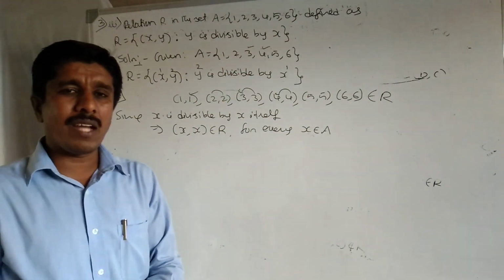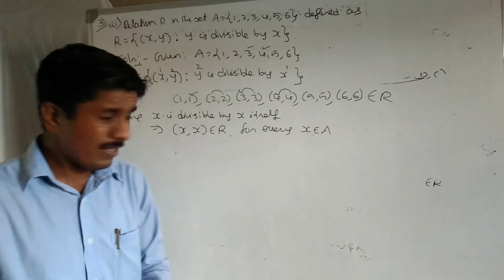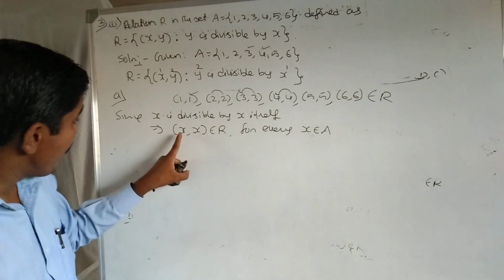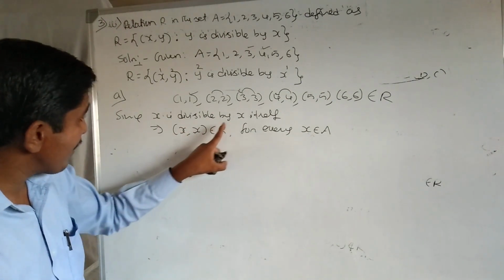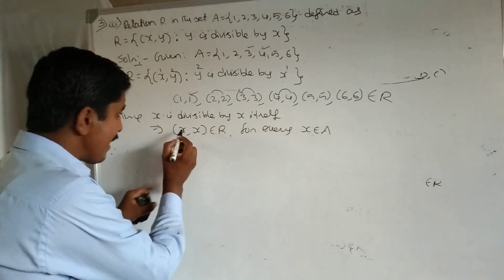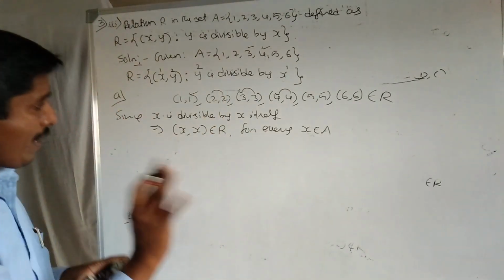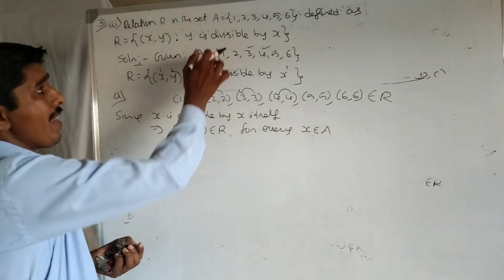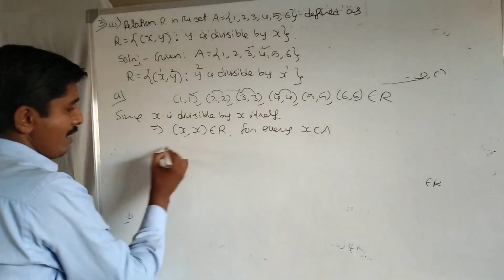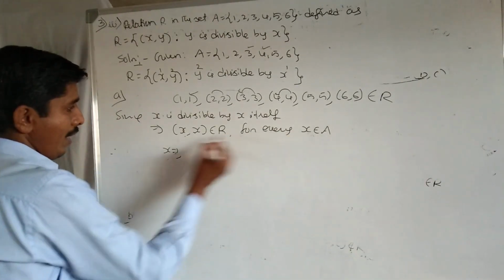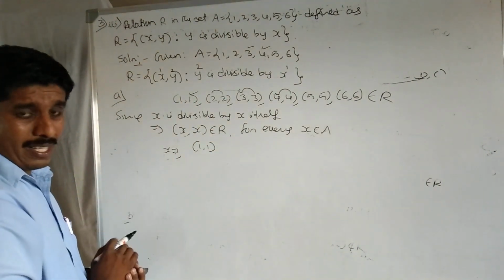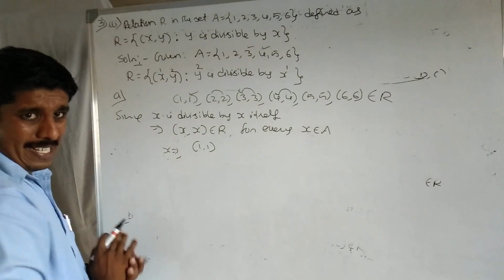Or alternatively, we know that every number is divisible by itself. Since x is divisible by x itself, therefore (x, x) belongs to relation for every x belongs to set A. This means this ordered pair satisfies every element in the set. When x equal to 1, for every x belongs to set A, here (1, 1) belongs to relation. Correct, because 1 is divisible by 1 itself.